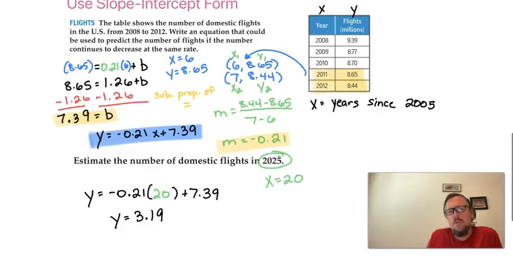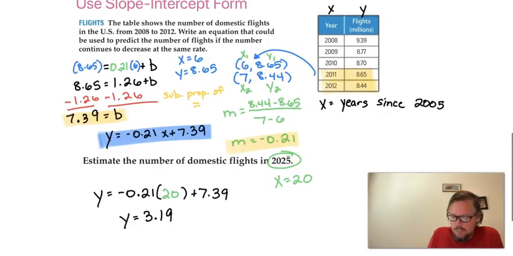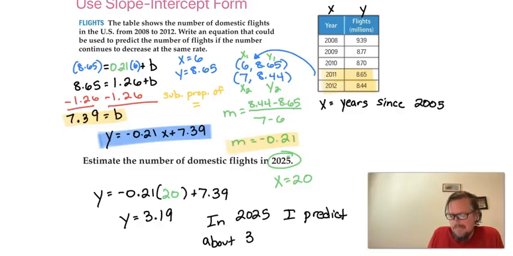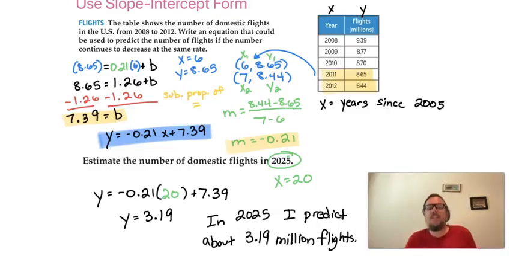Our y column was flights in millions, so we're going to say in 2025, I predict about, we always say about when we're predicting, about 3.19 million, what was this, domestic flights? I'm just going to say flights. It was domestic flights, but you get the idea.